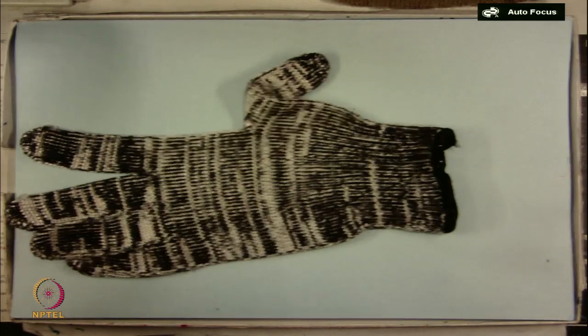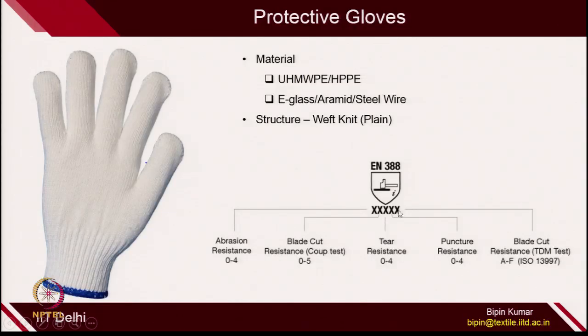So, usually for protective gloves different types of standards are being followed. For example, to have good quality gloves, you need to test its abrasion resistance, which is measured on a scale of 0 to 4. 4 is the highest rating. Cut resistance of gloves with Coup test, 5 is the highest rating. Tear resistance, 4 is the highest rating. Puncture resistance, 0 to 4, 4 is the highest rating. Blade cut resistance using ISO standards. So, once you develop the gloves, you need to perform all of these tests and give them some marking.